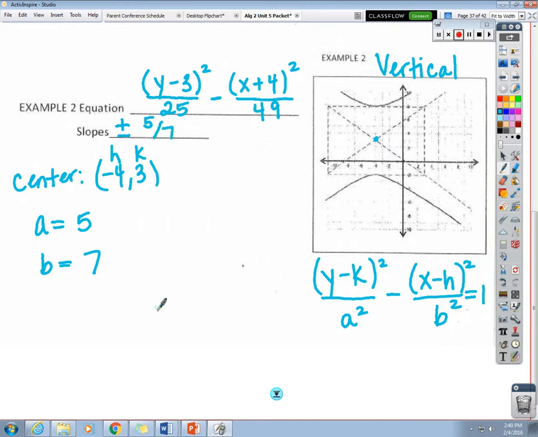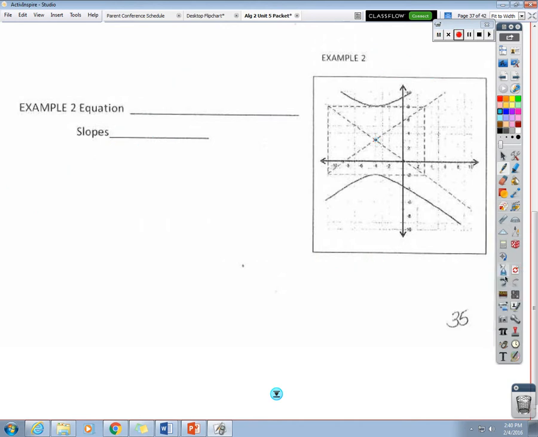Okay, go to the next page. This is the same thing on the next page? No, that's it. Okay.